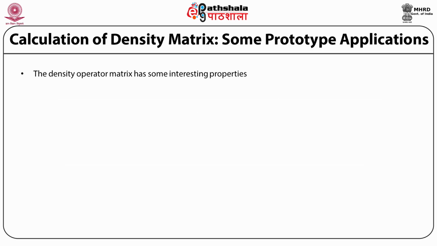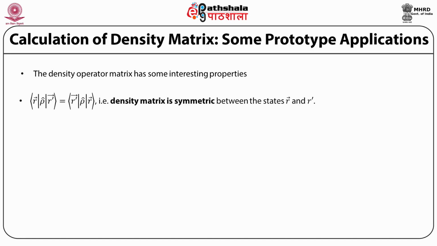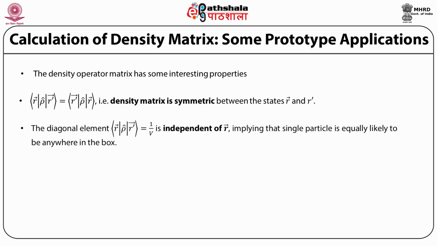The density operator matrix so obtained has some interesting properties. For example, the matrix element of rho between states r and r dash is equal to the matrix element of the rho operator between states r dash and r. That is, the density matrix is symmetric between the states r and r dash. The diagonal element, which is the matrix element of rho between the same states r and r, is equal to 1 upon V, is independent of r, implying that a single particle is equally likely to be anywhere in the box.